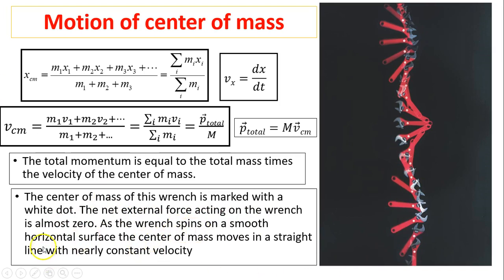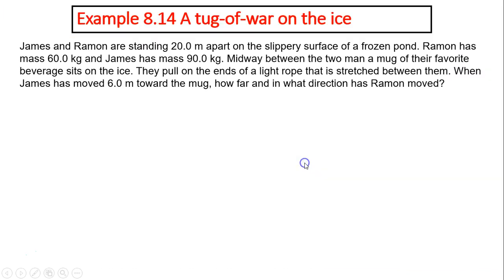So as the wrench spins on a smooth horizontal surface, the center of mass moves in a straight line with nearly constant velocity. So it's probably moving upward. There is a little bit of friction, so you can see the velocity is decreasing slightly. But you can treat the wrench as a point particle. Where is the particle located? At the center of mass. Okay, let's take a look at another example.